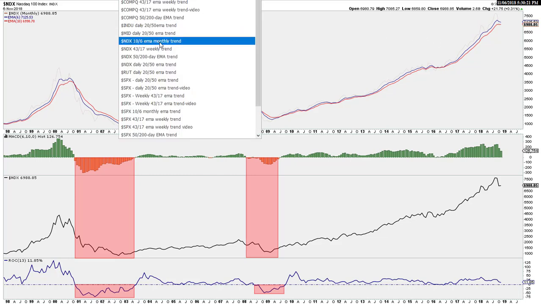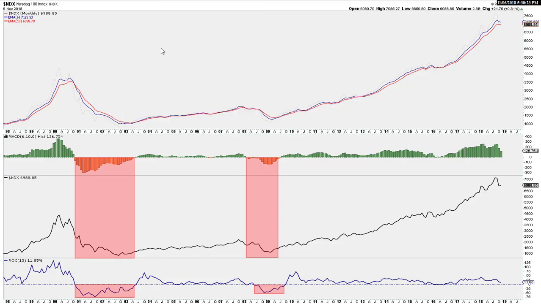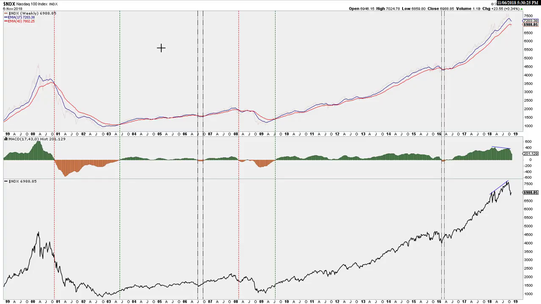All right, now moving on, let me try to wrap this up a little bit quicker. Here's the NASDAQ 100 on a weekly trend indicator. I like to use a 17 and a 43 period EMA. You can see them up here in the corner. 17 is your fast EMA, the 43 is a slower EMA.